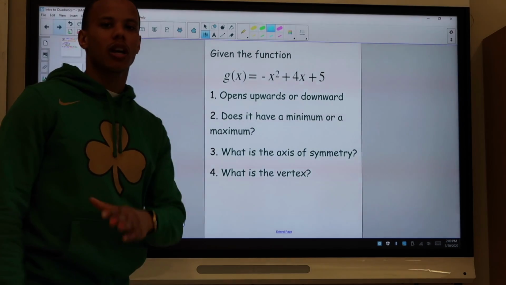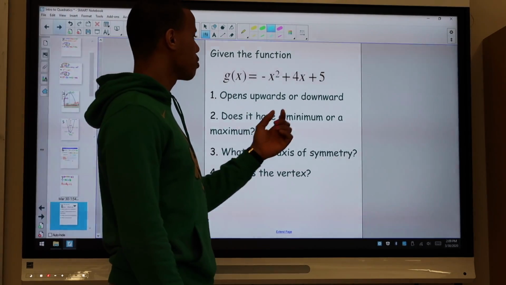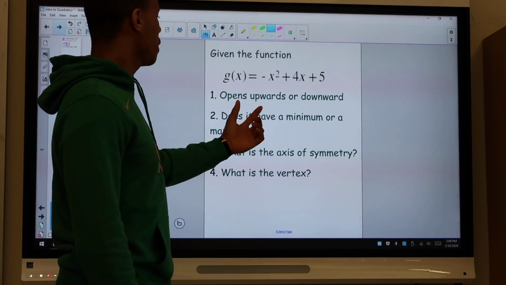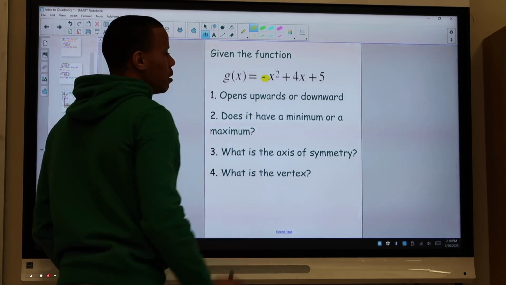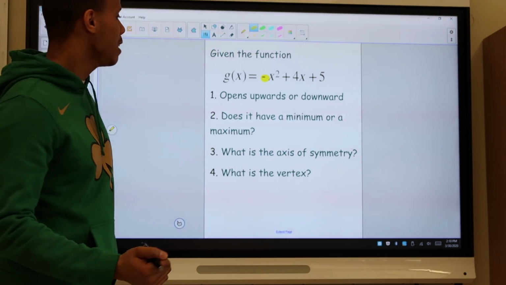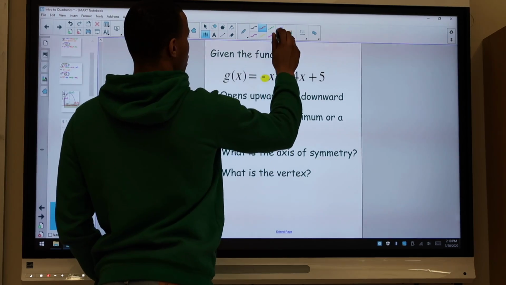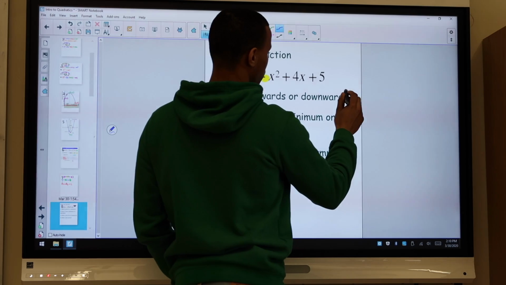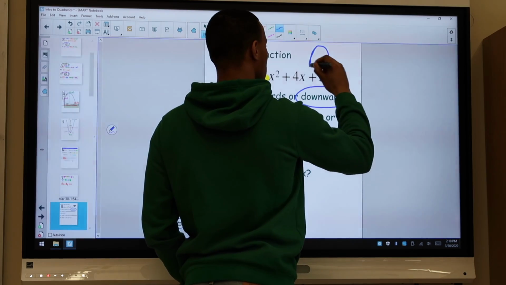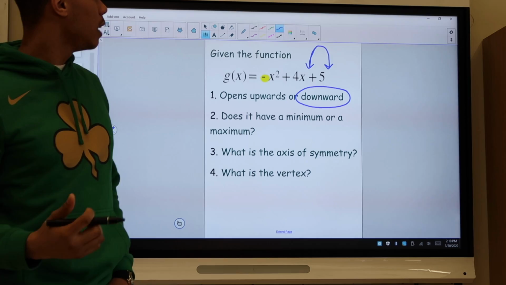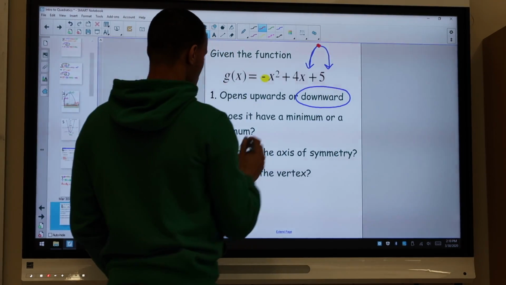Now, let's look at the following function. We have negative x squared plus 4x plus 5, right? Does this equation open upwards or downwards? We want to look at the leading coefficient, which is negative 1. Because negative 1 is less than 0, we know that this is going to open downwards, right? Because this is going to open downwards, it is going to have a maximum point. So this will be a maximum.